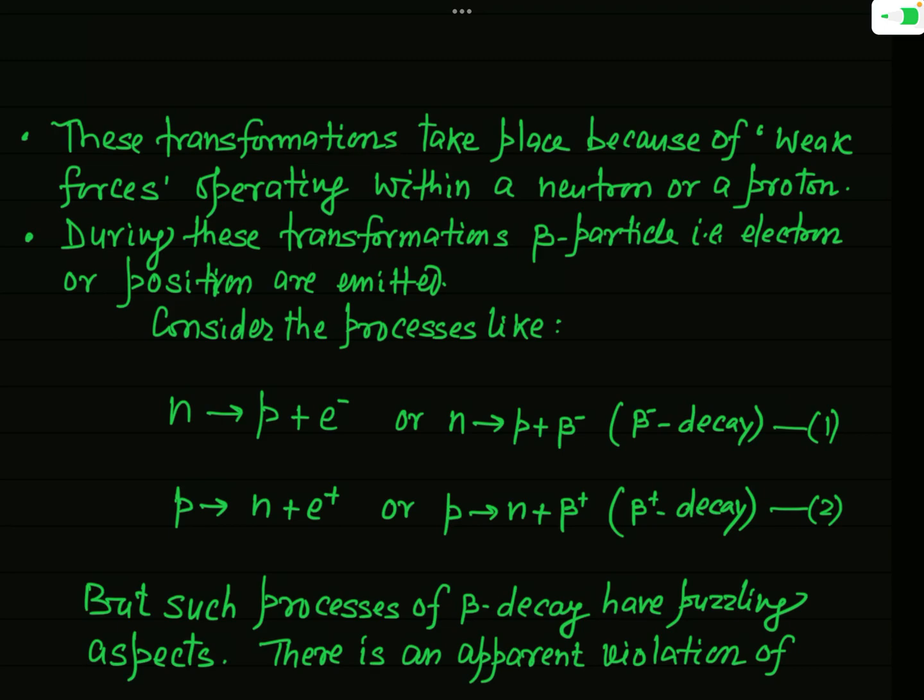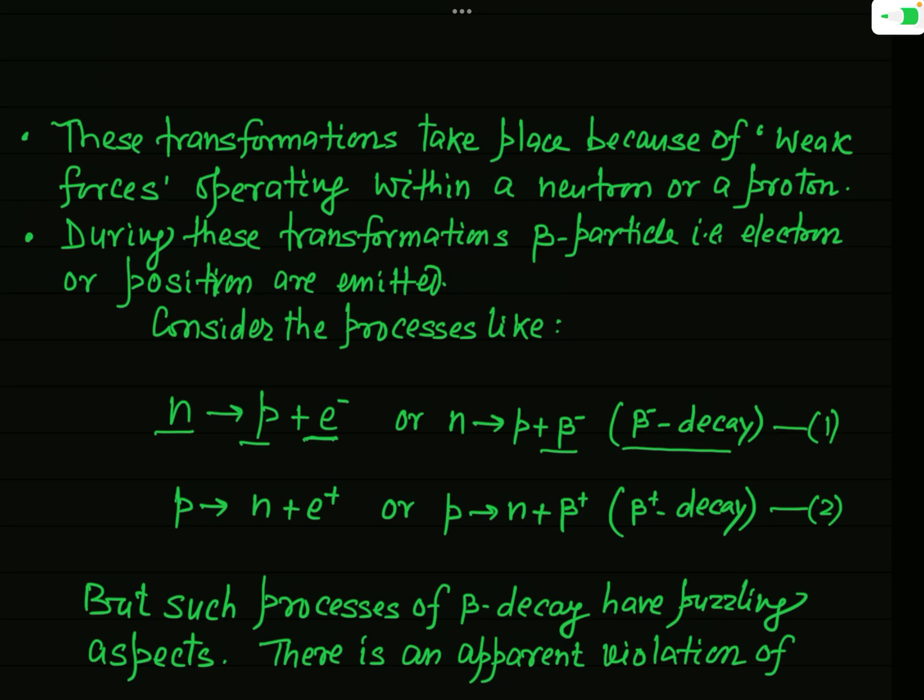Now let us consider this process. This neutron is converted into proton, and at the same time an electron has been emitted. This electron is called beta minus. Electron and beta minus are the same thing, and this process you may call minus beta decay.